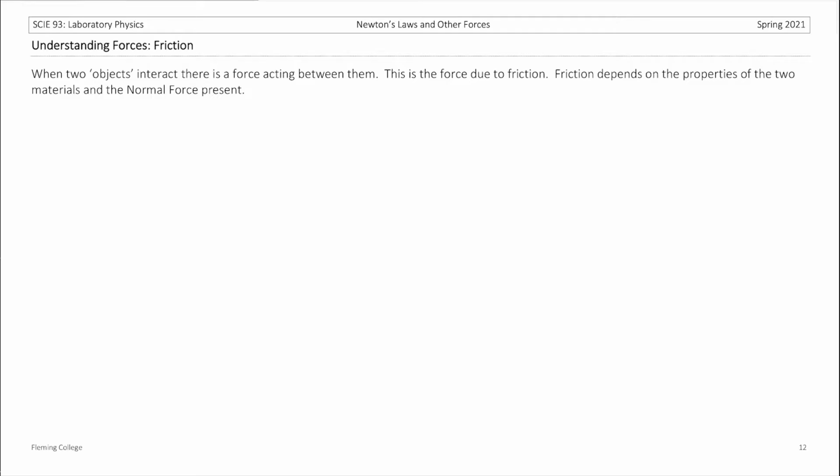There was one last type of force that we listed on our previous free body diagram. When two objects are touching, there's a force acting between them other than the normal force. This is the force due to friction. So we have a formula we use to calculate the magnitude of the force due to friction.